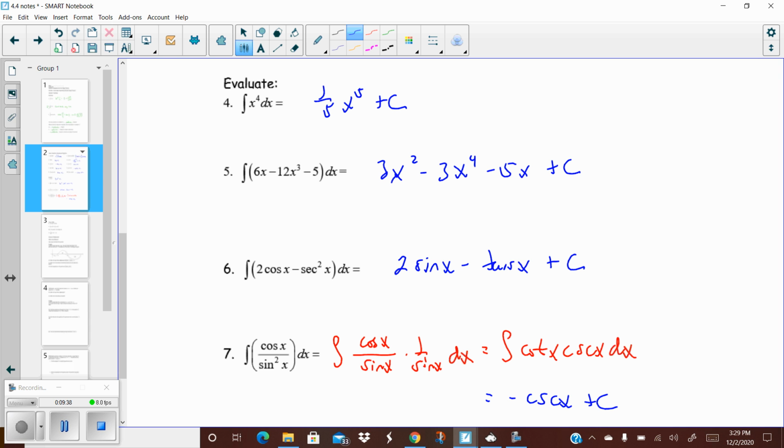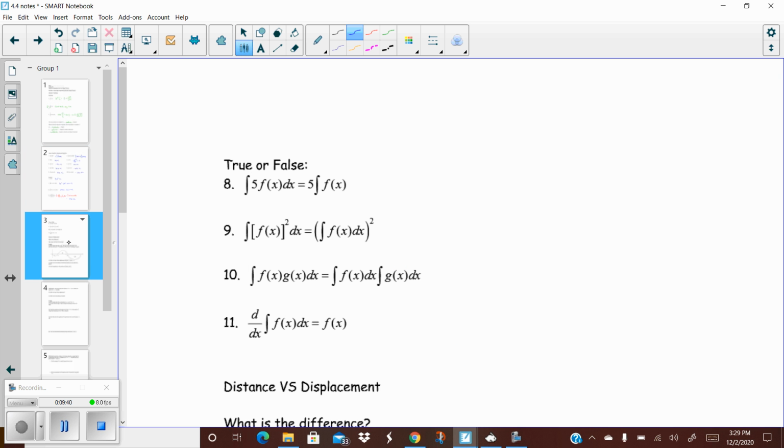Okay, a little bit of true-false here. So the first one, number 8, says the integral of 5 f of x dx is the same thing as 5 integral f of x, and that is a typo. There should be a dx, otherwise that would definitely have been a false statement. But this is now a true statement with the addition that I just put in there, because it's just pulling the constant out to the front.